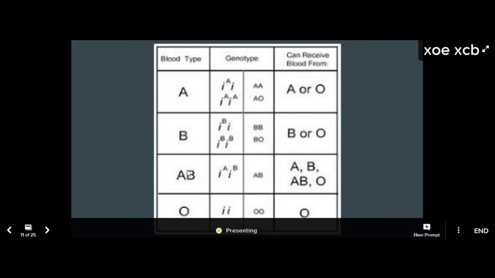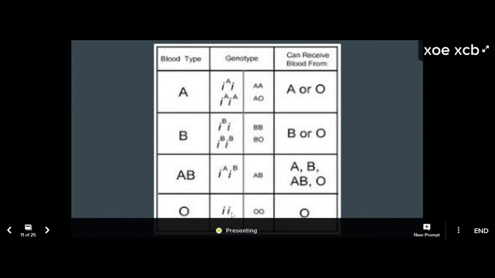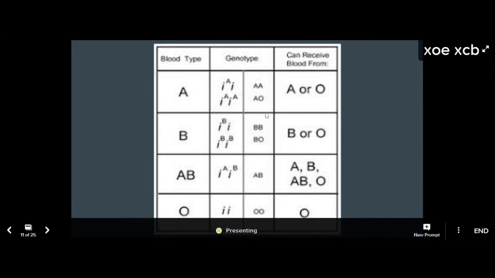Then AB means you got 1 A and 1 B. So it means you got an A from a mother or father, and you got B from the other one. So that means you have AB blood. And then O blood means both alleles are O in order for O blood to show. Now, which one of these do you think is a universal recipient?